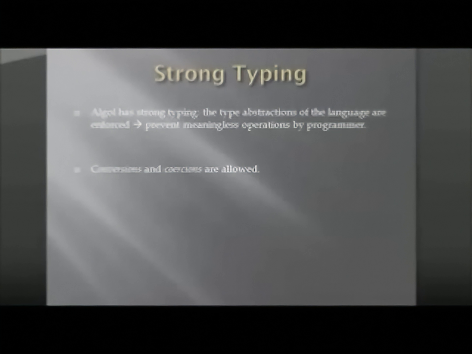What is weak typing? Weak typing means the type of the variable may not be known until runtime, and as a result errors may go undetected. So strong typing is a big advantage. The advantage of strong typing is that the type of the variable is known at compile time, and the compiler can catch errors. So that is the advantage of strong typing.